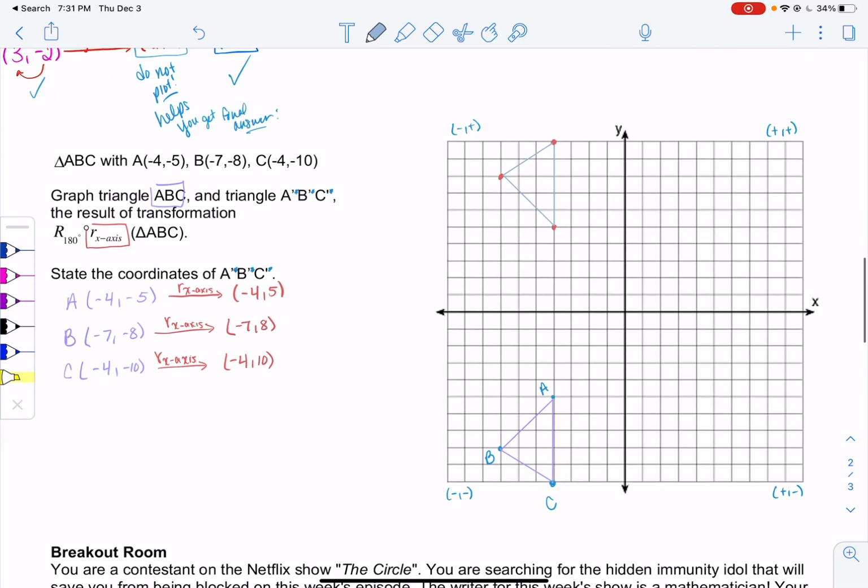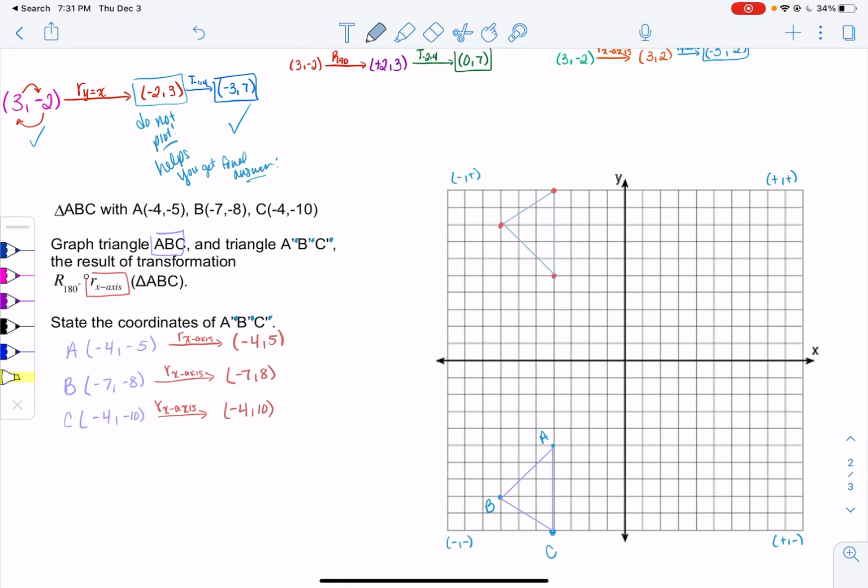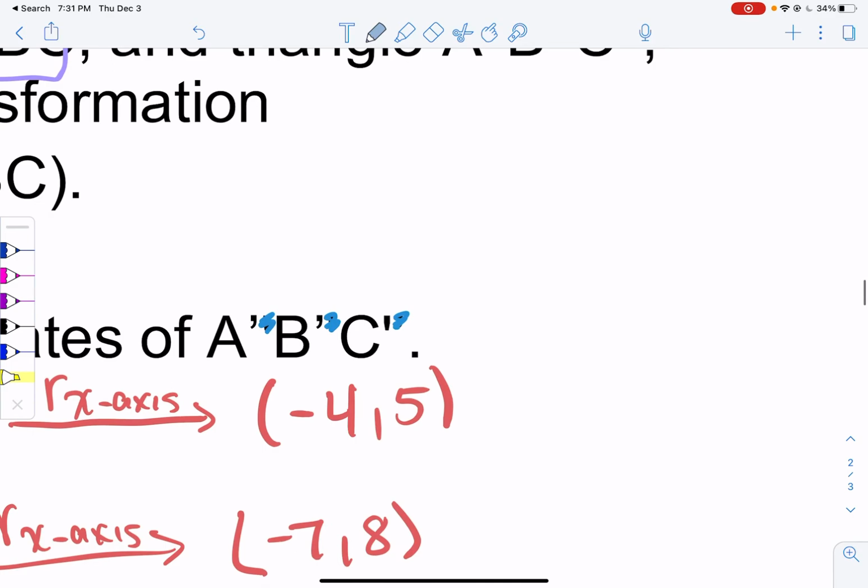And that's how I reflected this image over the x-axis. But the reason why I'm not labeling it is because it's not my final image. When I only have one prime on each of my vertices, that means this is really only one transformation. So I really only see one image on my page. So don't label that triangle.